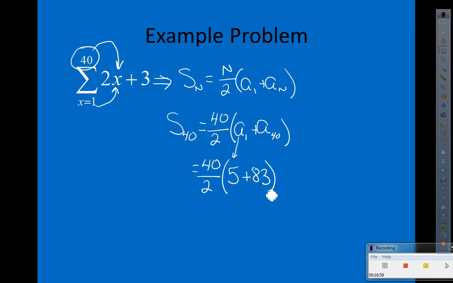Now what you will need to do is make sure you can use your calculator correctly. Once again, hit pause on the video if you have to. But in your calculator, you're going to do this: 40 divided by 2 times parentheses. You got to have that parentheses. 5 plus 83, close your parentheses, equal.